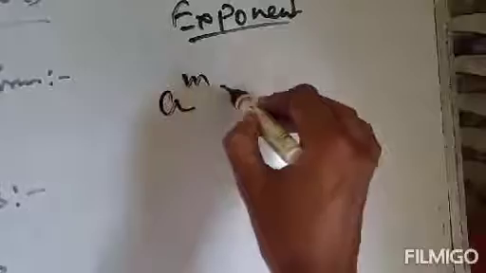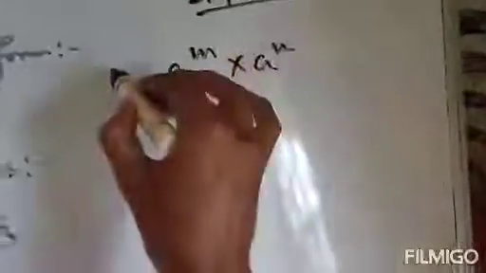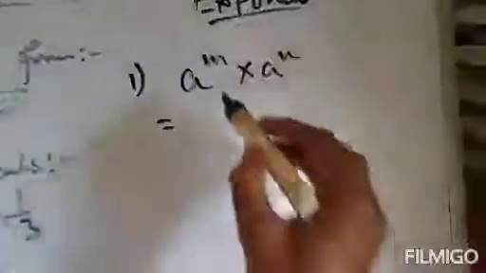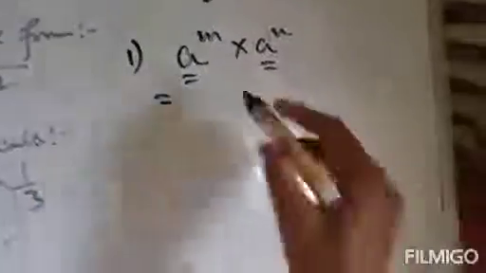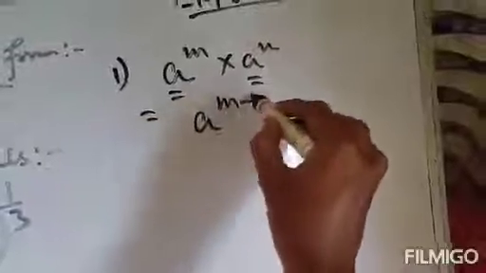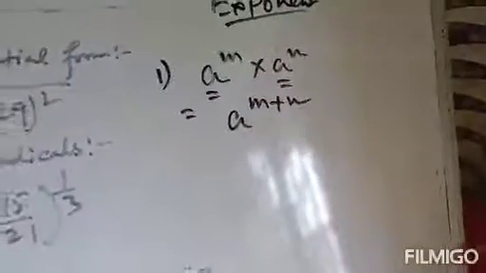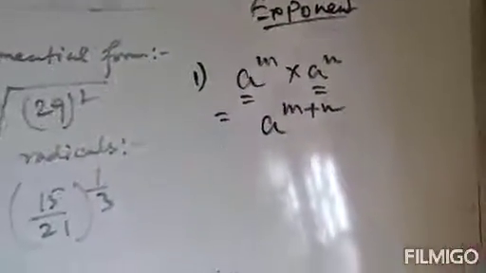Now these exponents have particular basic formulas. So the first formula is a to the power m into a to the power n. This is the first formula, that is when bases are same. When bases are same and powers are different and they are multiplied, the formula is the powers will get added, that is a to the power m plus n.